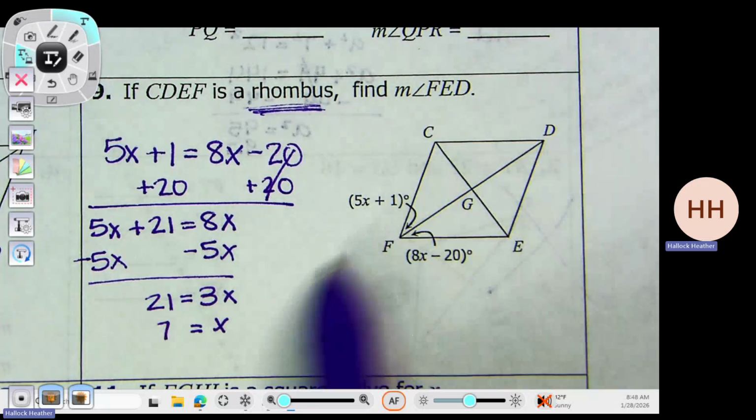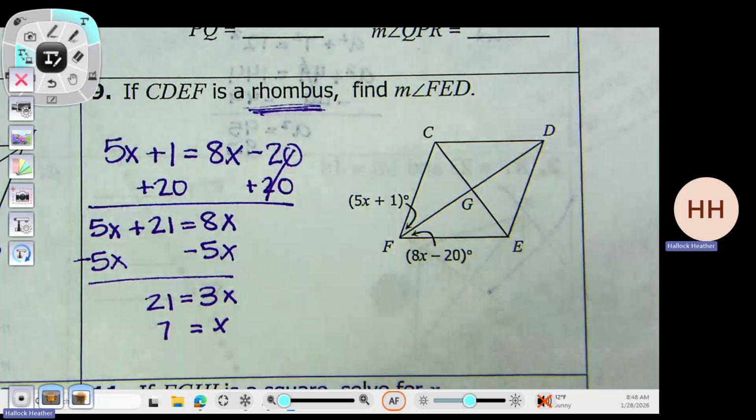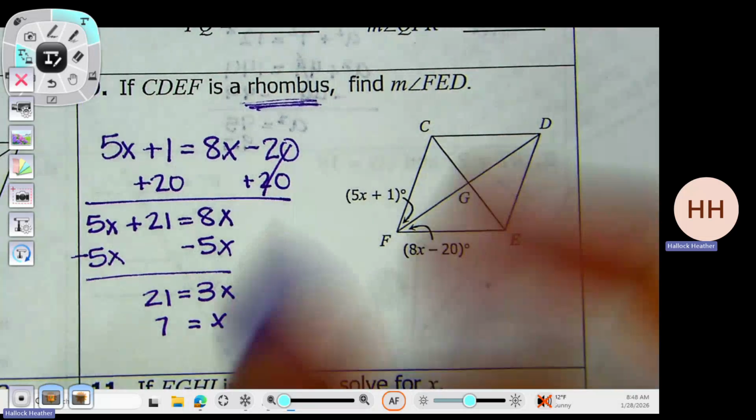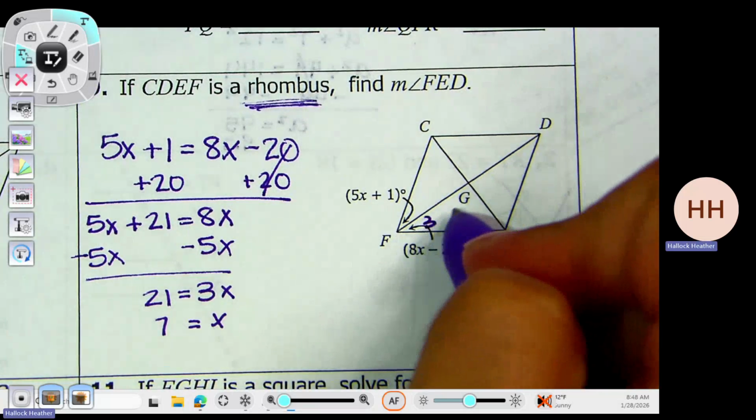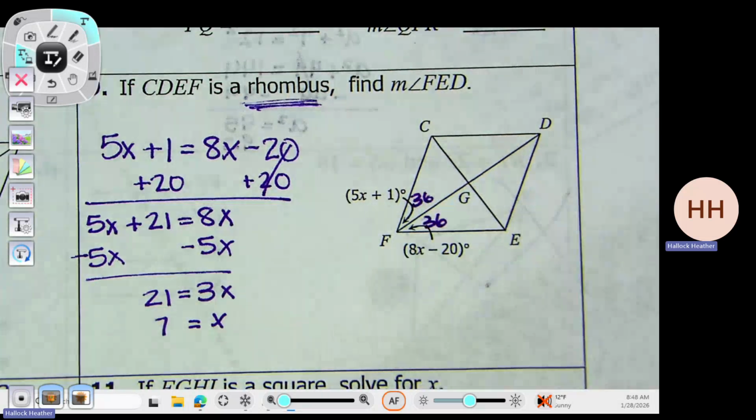Okay, so if I get 7, 5 times 7 plus 1, and 8 times 7 minus 20, they're the same. How much do you get for each piece? 36. Okay, so if each one of those is 36, I can think of right now 2 ways to do this. Does anybody think they know a way?